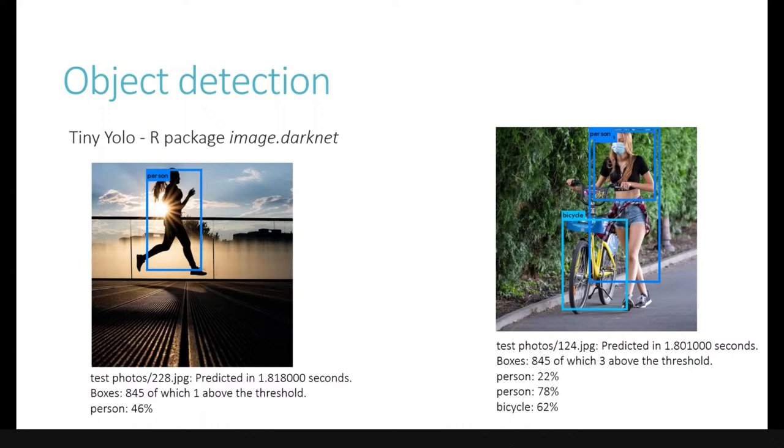Also, this algorithm should be tweaked accordingly, as you see in the second image. This object detection package detects two persons in this image. I have the person behind the bicycle, and it detects two persons, the face and the full body. So this aspect should be addressed in the next version of the algorithm.